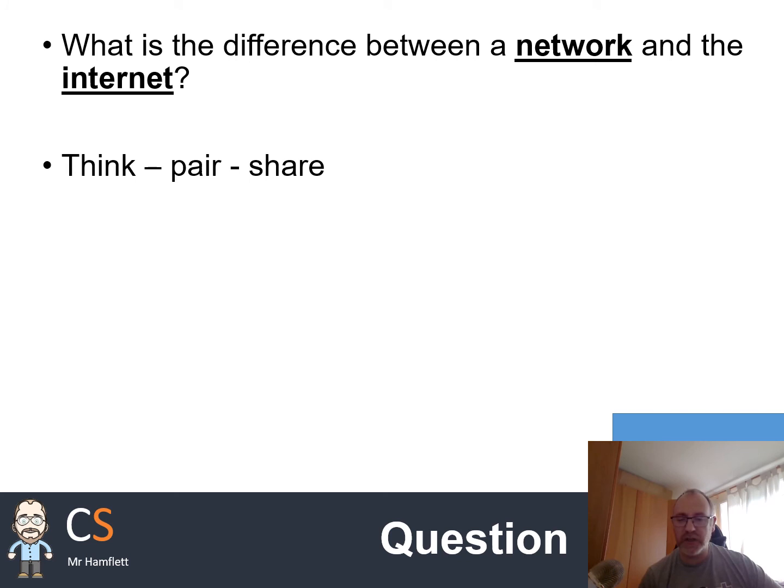So now's the time to actually start to bring together all this knowledge we've just looked at and go back to our big question. What's the difference between a network and the internet? Because a lot of people, when they think about networking, they just think about the internet. They just think about the web, if I'm honest.